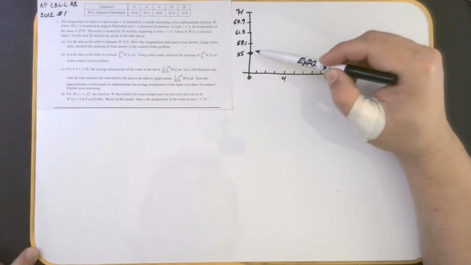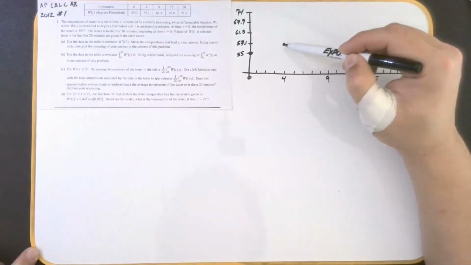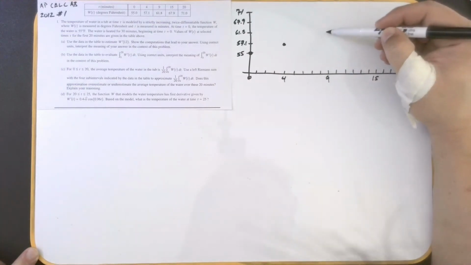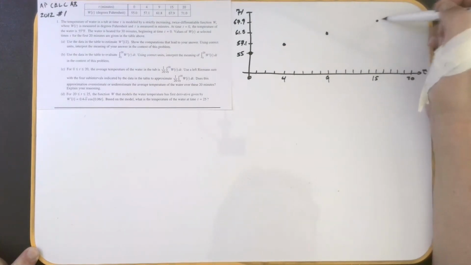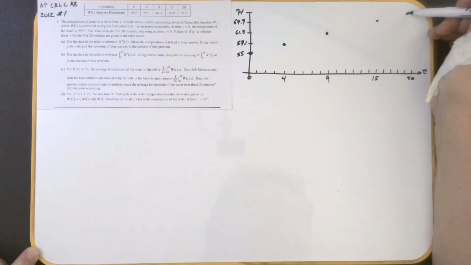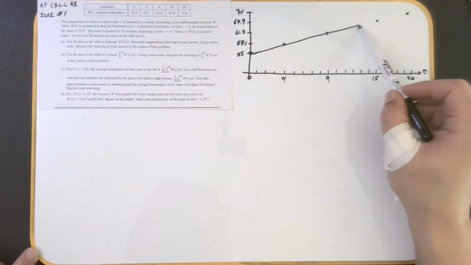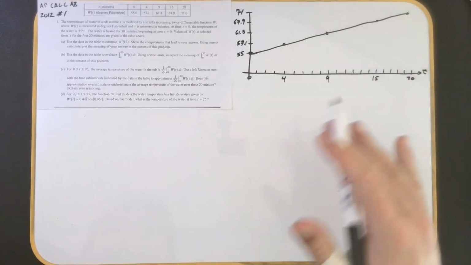So when time begins, the water's 55. 4 minutes later, we've heated up a few degrees. At 9 minutes, we're at 61.8. At 15 minutes, we're at 67.9. And then at 20, we are here. Alright, so if we were to sketch that, it's increasing the entire time. That would make sense if you're heating up water consistently. It's not linear, it kind of looks like it could be linear, but it's probably not, but we're increasing the whole time.